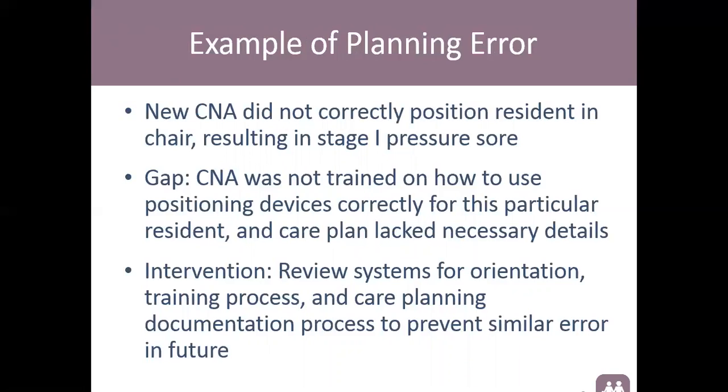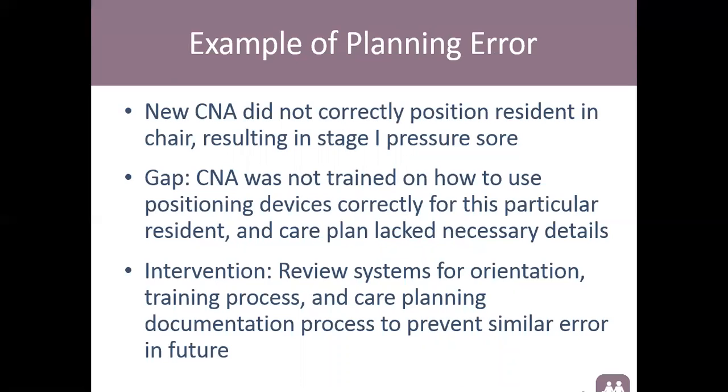An example of a planning error could be a new CNA did not correctly position a resident in a chair, resulting in a stage 1 pressure sore. The outcome was unintended. The CNA was not trained on how to correctly use the positioning devices for this particular resident, and the care plan lacked necessary details. The intervention could be to review the systems for orientation of new staff, the training process for staff who have transferred to care for a new resident, and care planning documentation process to prevent a similar error in the future.